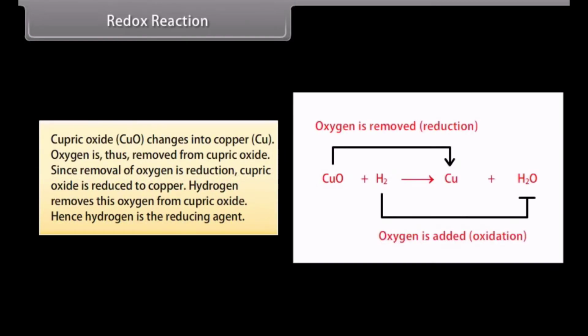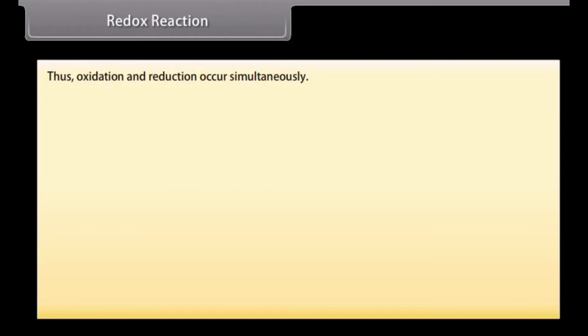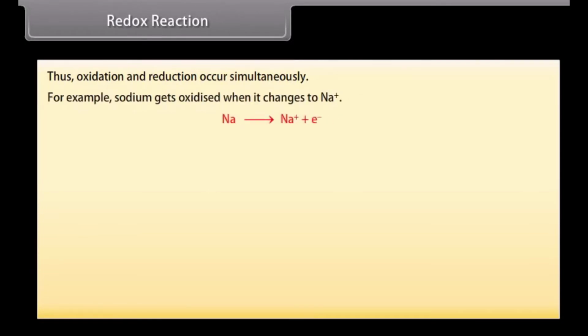Oxygen is thus removed from cupric oxide. Since removal of oxygen is reduction, cupric oxide is reduced to copper. Hydrogen removes this oxygen from cupric oxide. Hence, hydrogen is the reducing agent. Thus, oxidation and reduction occur simultaneously. For example, sodium gets oxidized when it changes to Na+.